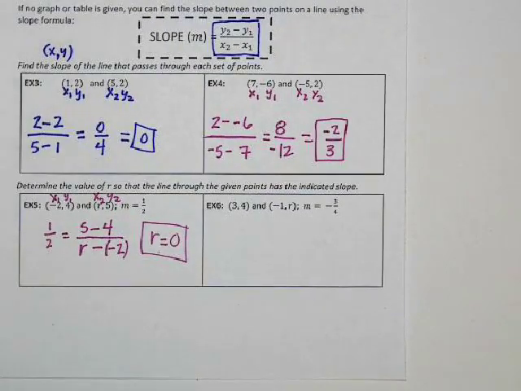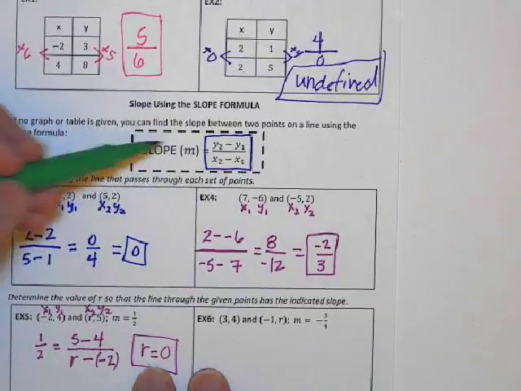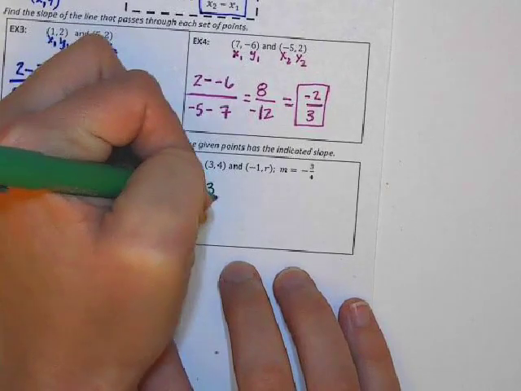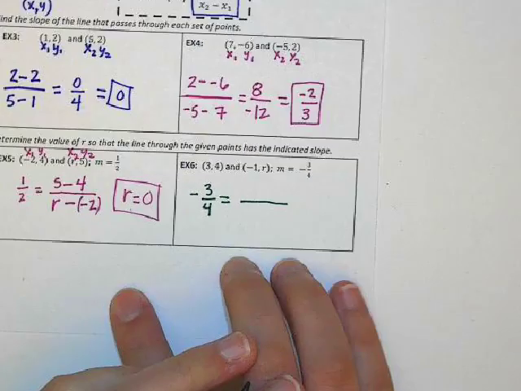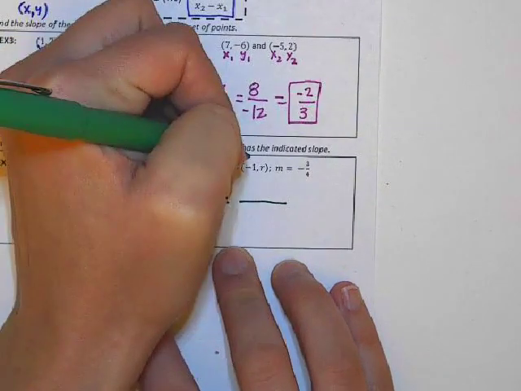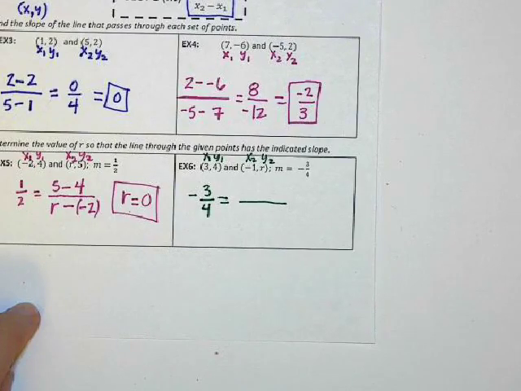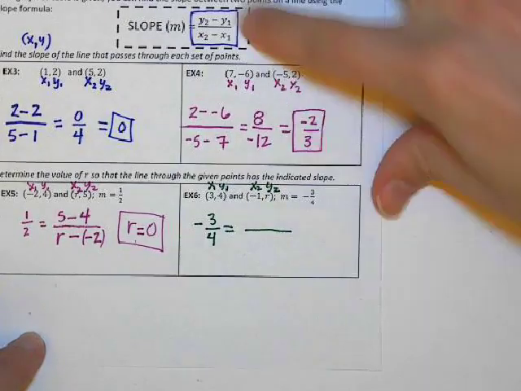Example 6, same thing. Let's set it up the same way, using this equation up here in the dashed lines. Start with your slope. What is my slope? Negative 3 over 4 equals fraction bar. Go label your points. X1, Y1, X2, Y2. It is very confusing if you don't label your points, so make sure you're labeling them every time.